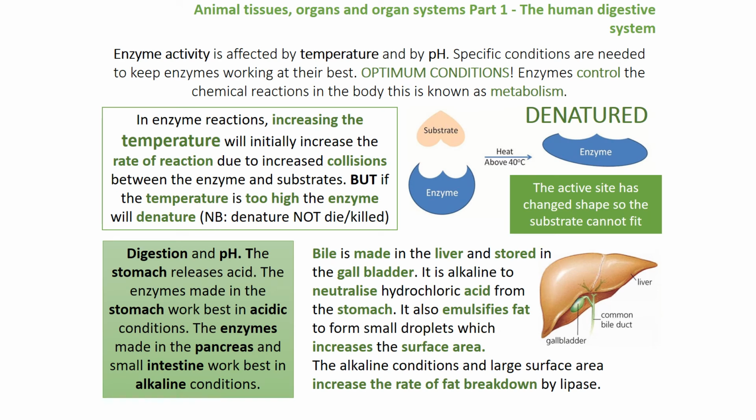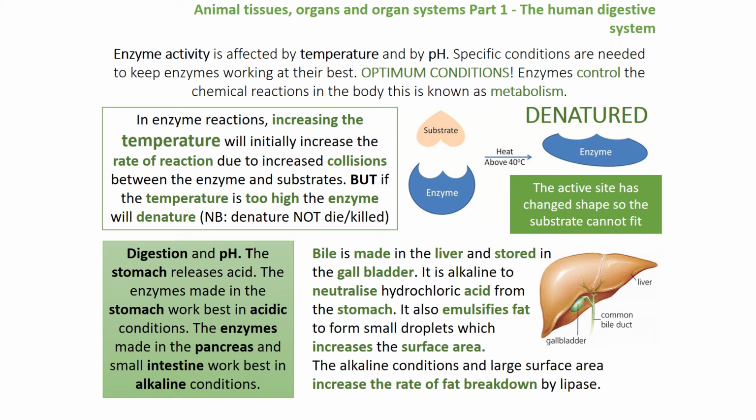Okay, so the last thing that I'd like to talk to you about is the human digestive system. It covers a couple of things. We've got enzymes that I'll talk about, and also the liver, which makes something called bile and why that's important, and stomach acid as well. Now, this is all to do with enzyme activity, which was the required practical. And enzymes are affected by temperature and pH. They have something called an optimum condition, and that's where they're working the fastest they possibly can.